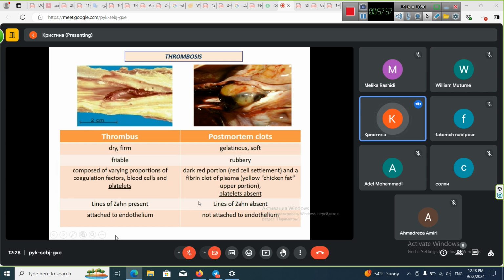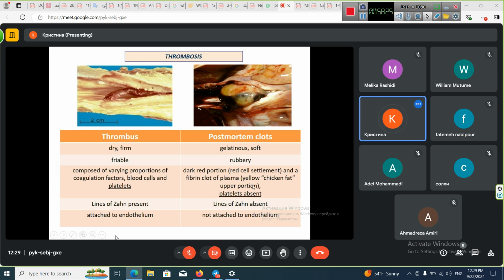So this is a description of the difference between the thrombus and post-mortem clot. The thrombus is dry and firm and friable. It means that you can detach some pieces of it very easily. The post-mortem clot is gelatinous, jelly-like, and soft and rubbery, like rubber.